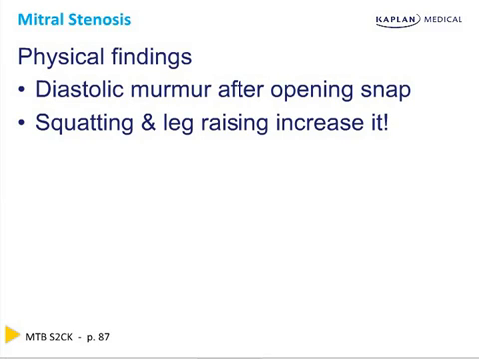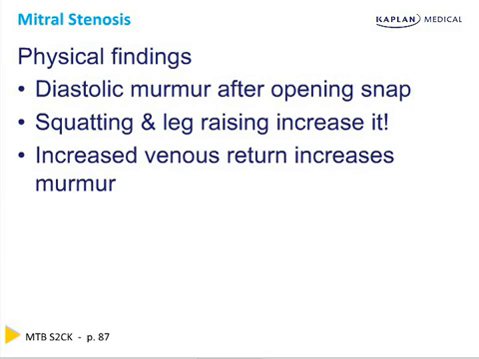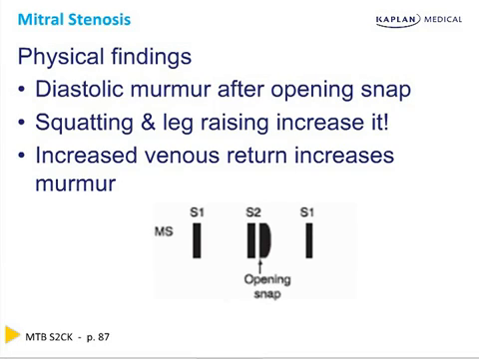200 years ago, it was squatting and leg raise, making it worse. Squatting squeezes the leg veins. When you squeeze the leg veins, it increases venous return to the heart. When you lift the legs up in the air, it increases venous return to the heart. It's that forward. More blood in the heart leads to more murmur. More venous return, more murmur, period. And here's a diagram showing the opening snap, and that extra bulge to the right is showing the beginnings of the murmur when it occurs.